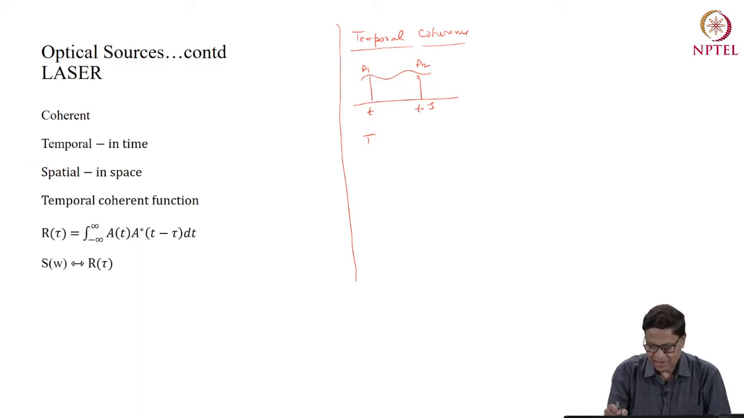Now we will see that this coherence function, which is R tau, forms a Fourier transform pair with S omega, which is power spectral density. This we should recall from signals and systems course, power spectral density.